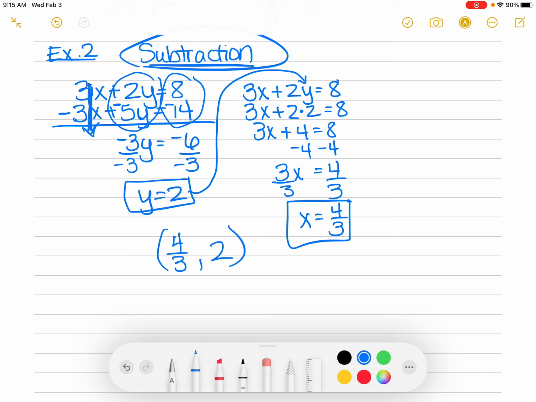Remember, do not be afraid of fractions, okay? They happen all the time in life. Okay, so now that I've shown you two different ways, adding and subtracting, subtraction is just the opposite of adding. That's why we put it under addition method.